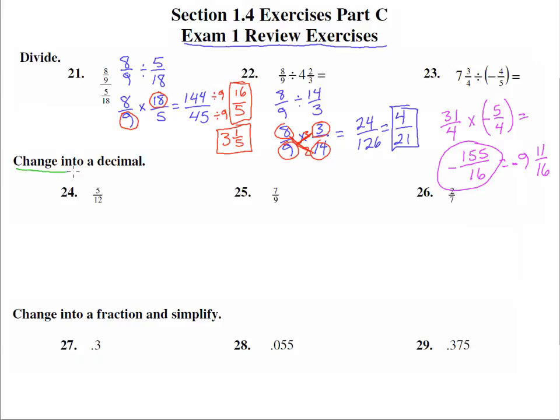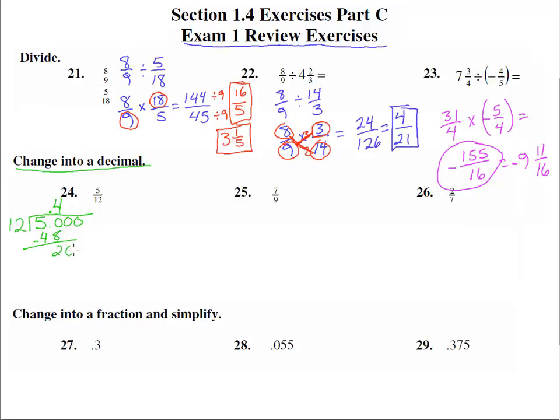All right, number 24. Change into a decimal. That means we're actually going to do the division. So we've got to do 5 divided by 12. And put some zeros here. Don't know how many we'll need, but 12 goes into 5. It doesn't. That's why we have the decimal. So now that we have the decimal in the right place, ignore it. So we can go 12 into 50 goes 4 times. 4 times 12 is 48. Subtract and we get 2.